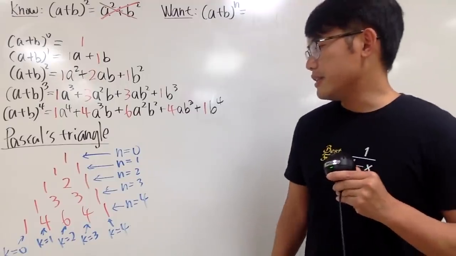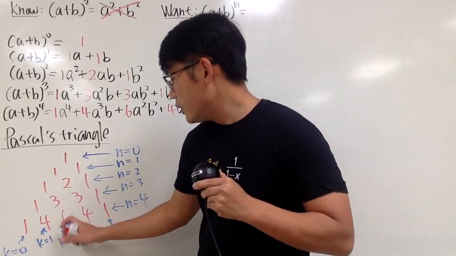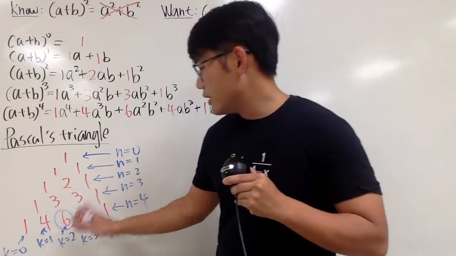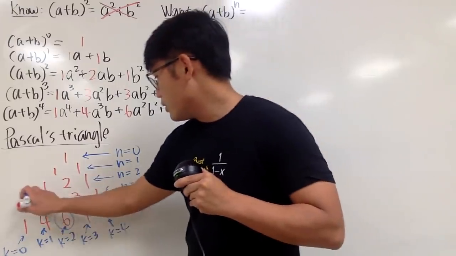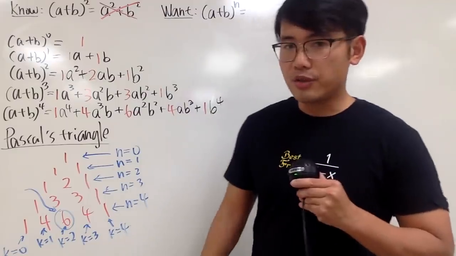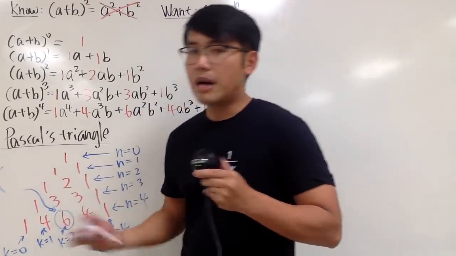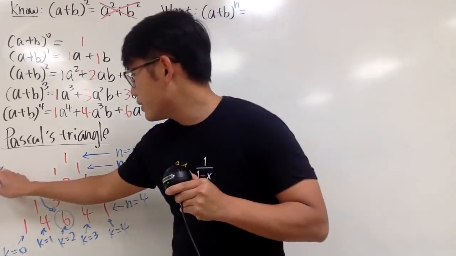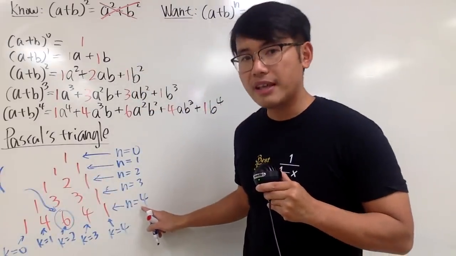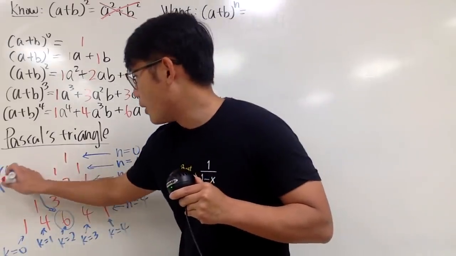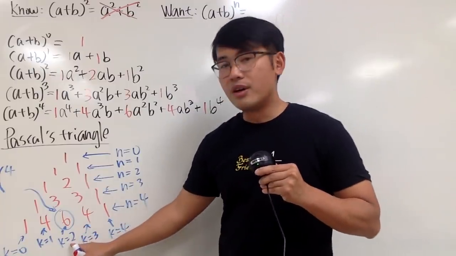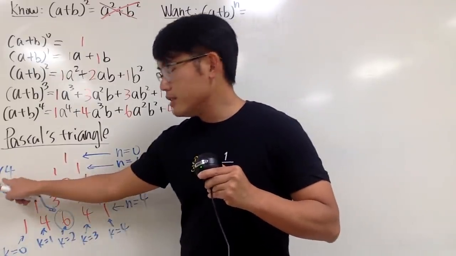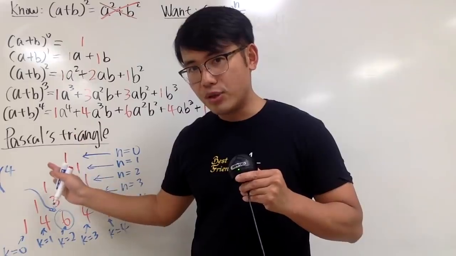And let me just give you guys an example. For example, right here, how did we end up with this 6 right here, okay? Well, we have a notation for it. This right here, it's called the combinatorial notation. What you can do is, first you put down whatever the n is. So you have 4, and then you're going to put down whatever the k is. There's no horizontal line. This is not meant to be a fraction.